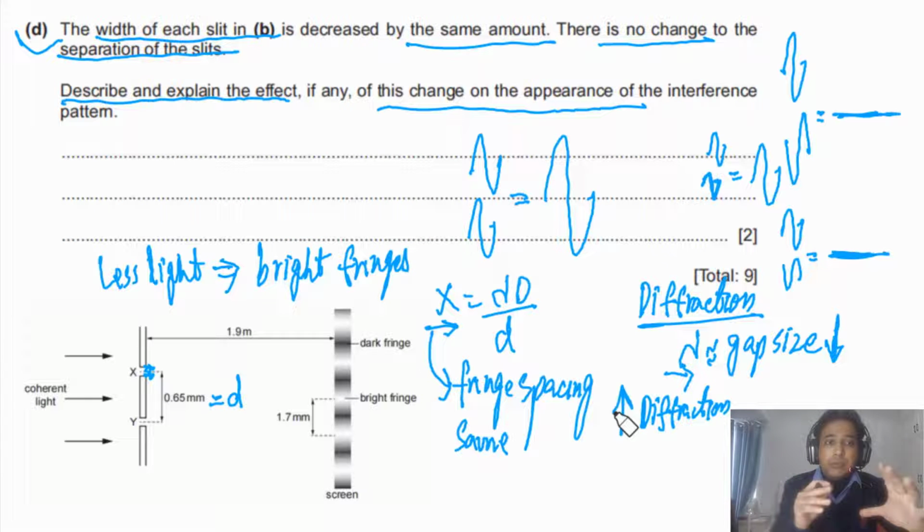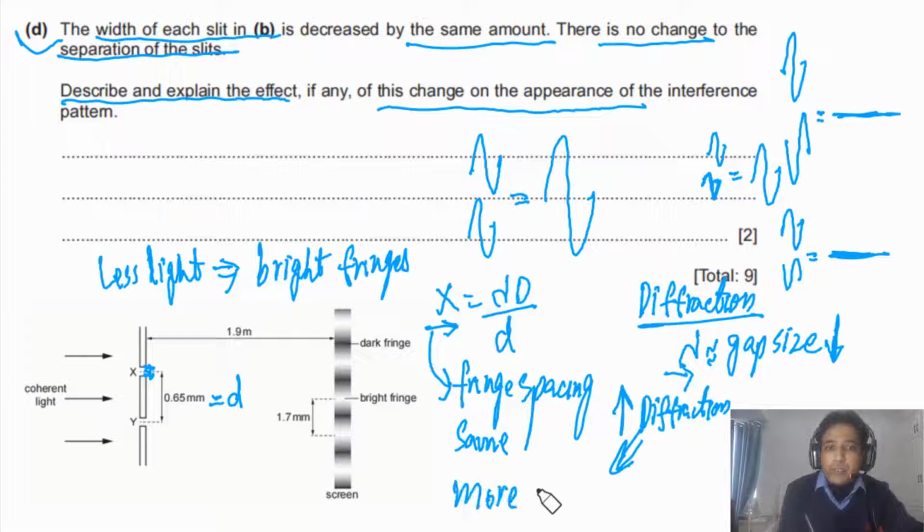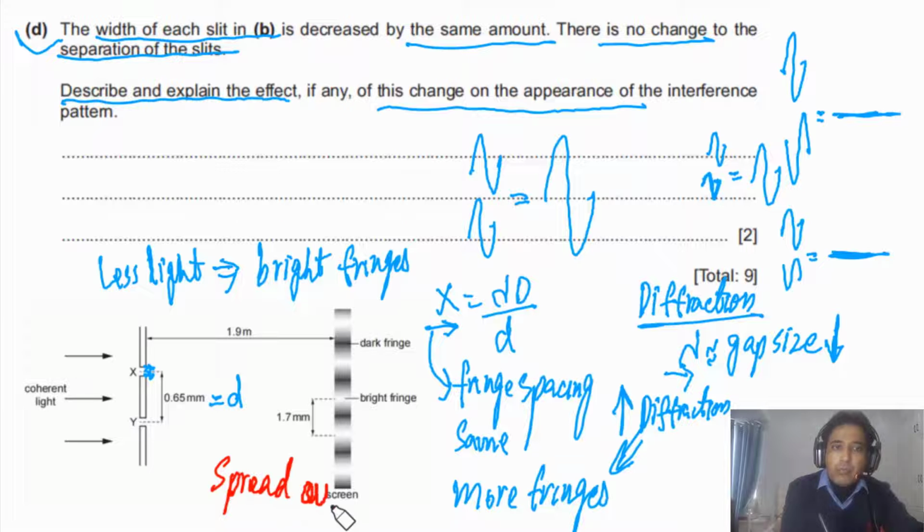It means these waves coming out of the slits will spread out more. So we will see more bright fringes on the screen, because diffraction increases, it means more fringes we will see. You can also write down spreading out more. The waves spread out more. As they spread out more, we will see more fringes on the screen.